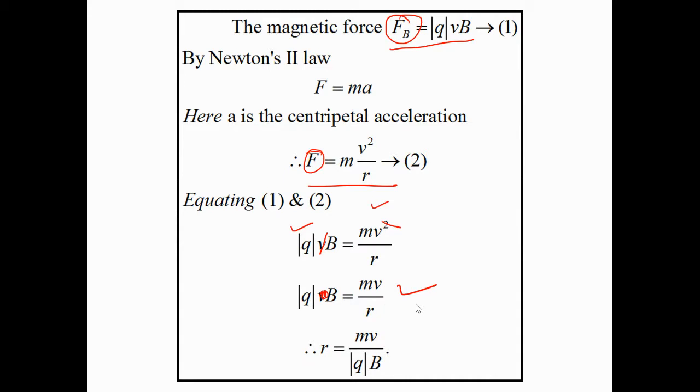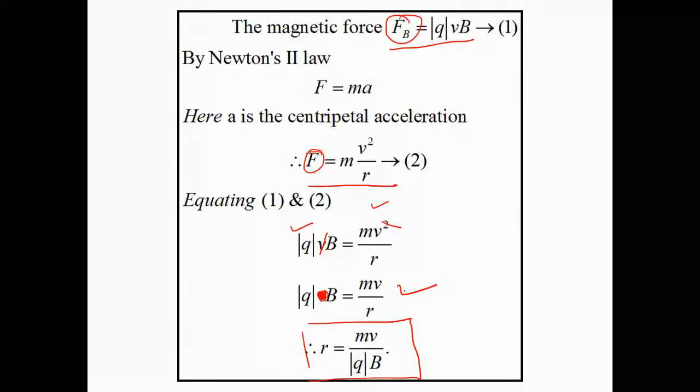Am I right or not? By mistake I included this v. Please, my dear, if you have a slide printout, you have to delete this. When you cancel the speed on the left hand side and the right hand side, you will get the equation qB, which is equal to mv over r. When you rearrange this equation, we can get the equation for the radius calculation.